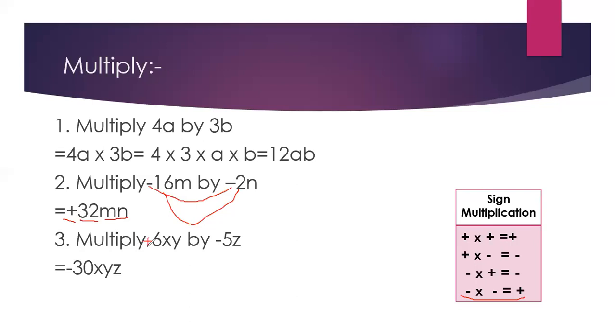Now here there is no sign. That means there is a sign of plus. Plus minus. Here plus minus is minus. So we get minus. 6 5s are 30. And here x, y and z. So we can write x, y and z. Clear, everybody? Is it easy?